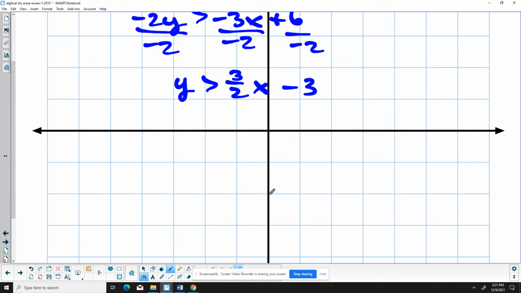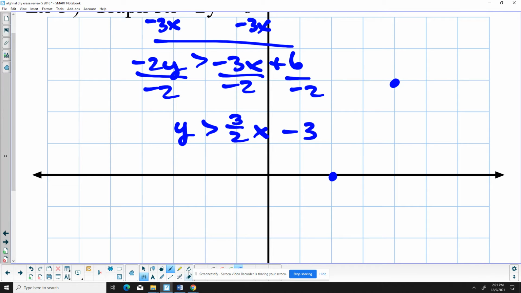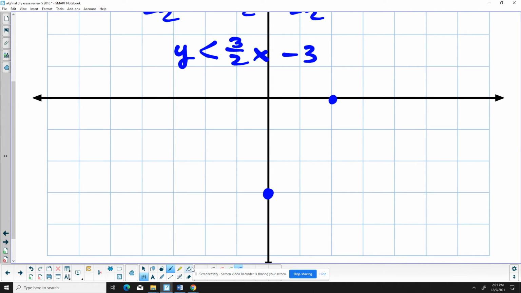So I go down 3 and up 3, right 2, up 3, right 2. Did I divide by a negative? Oh, I sure did. I need to flip that. So let's change that to less than. So we'll make a dashed line because there's no equal sign.